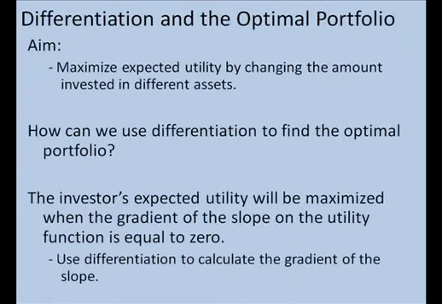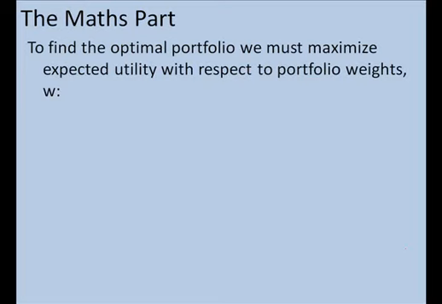How does this work when we consider the optimal portfolio? We want to maximize expected utility by changing the amount we invest in each asset. What we know is that the investor's expected utility will be maximized when the gradient of the slope on the utility function is equal to 0. We're going to use differentiation then to calculate the gradient of the slope, and we know that utility is maximized when the slope is equal to 0. So let's work through this problem.